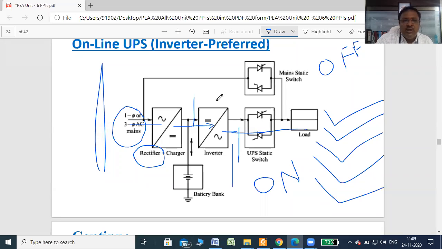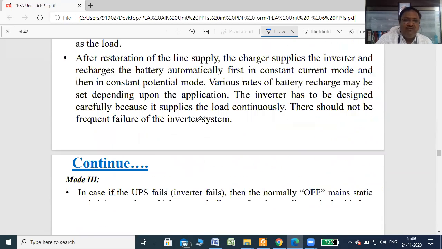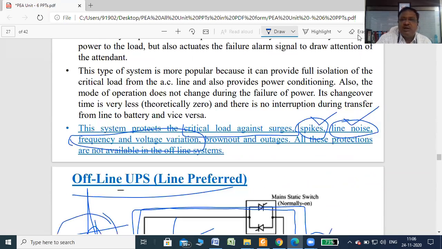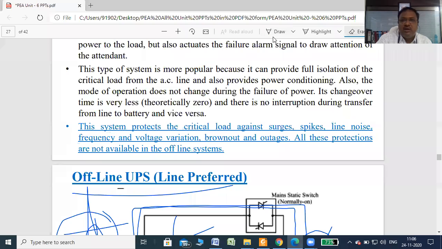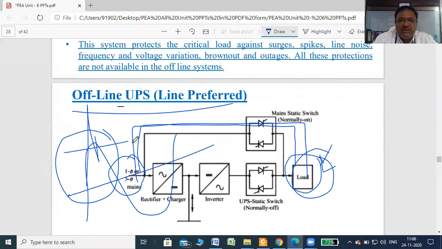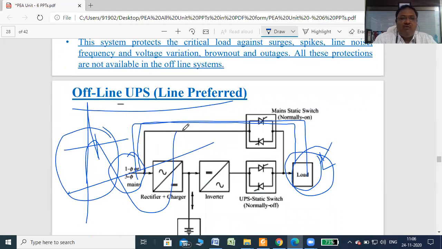Simply in a single sentence, an online UPS is not directly fed through the supply. It is fed through these circuits. With the help of the inverter circuit, we can control the voltage, we can control the frequency, we can minimize the noise, we can minimize the harmonic components, and so on, right? So these are the advantages which are mentioned here. This circuit will provide the above advantages. And these are the disadvantages of offline UPS.